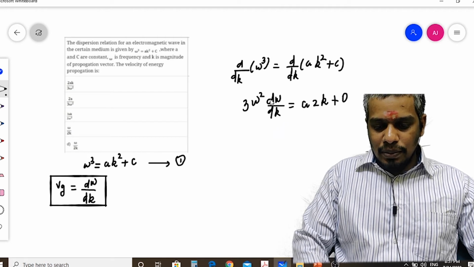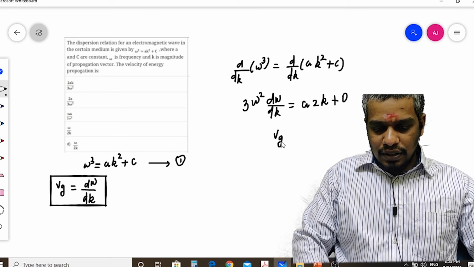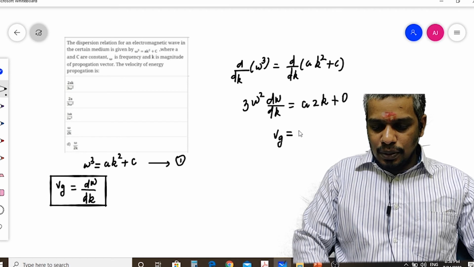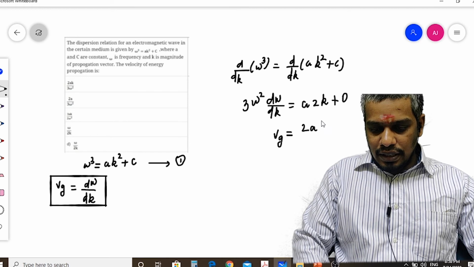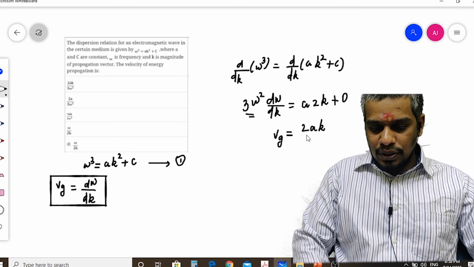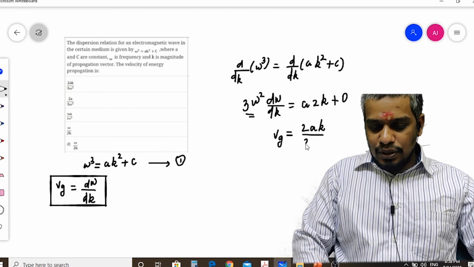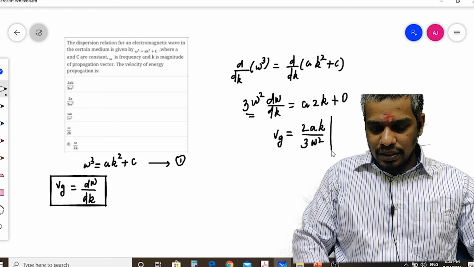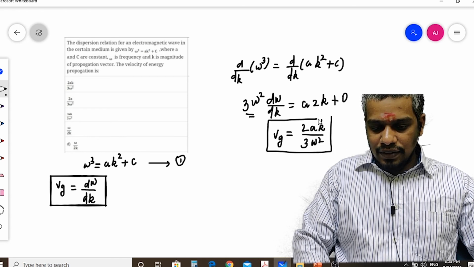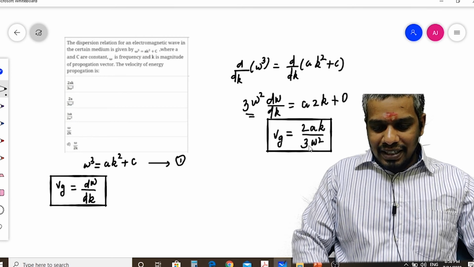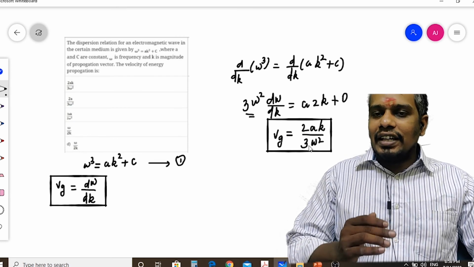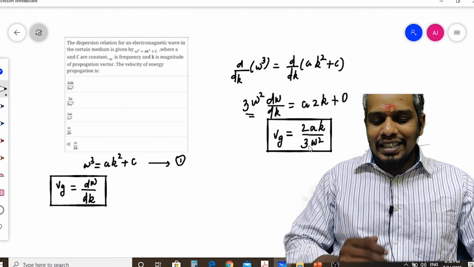The d omega by dk we have defined is the group velocity. So the group velocity is equal to 2ak, with the multiplication factor pushed to the other side into the denominator, 3 omega squared. This is the group velocity of the wave. At this velocity, it will carry the energy, so this is the energy propagation speed.